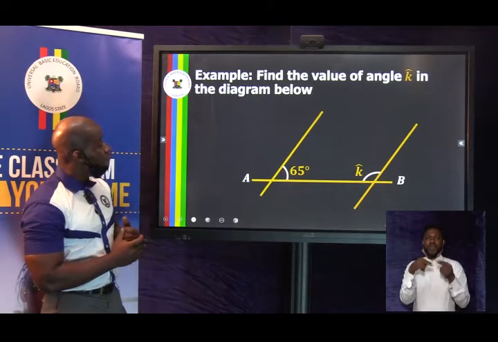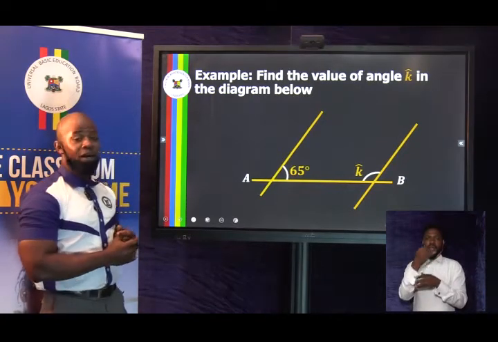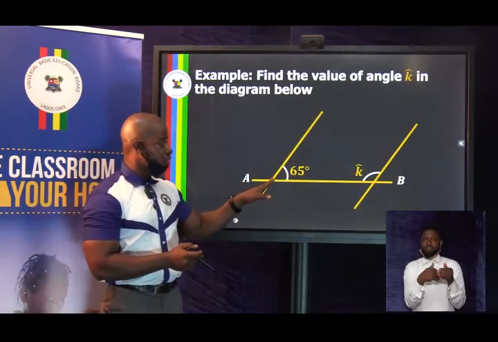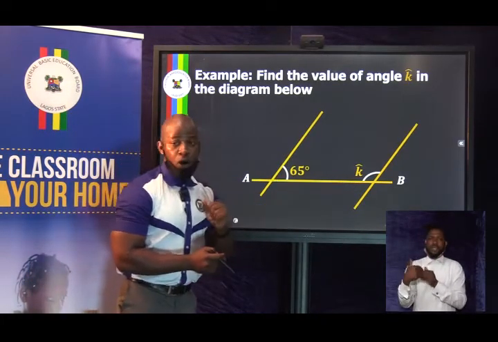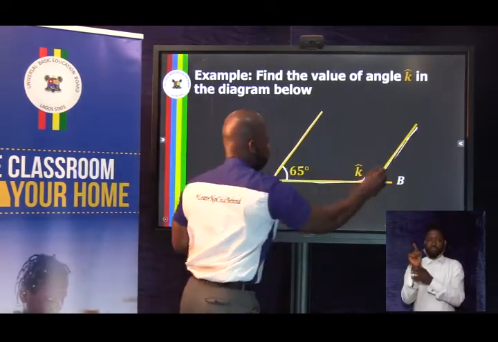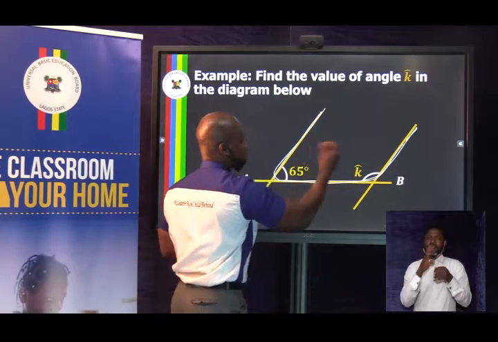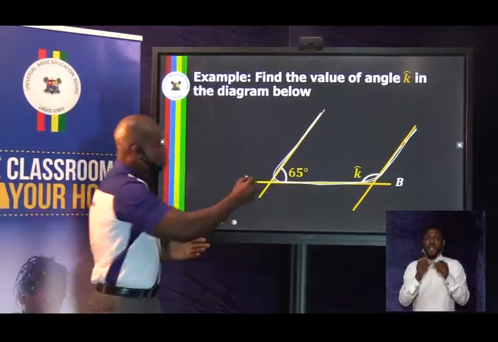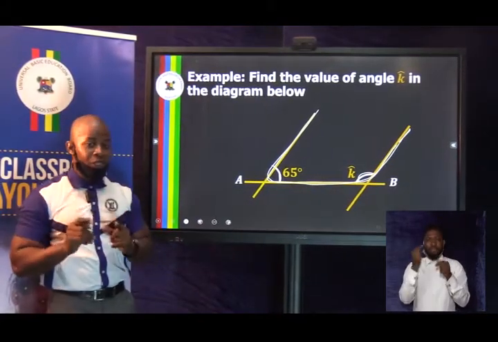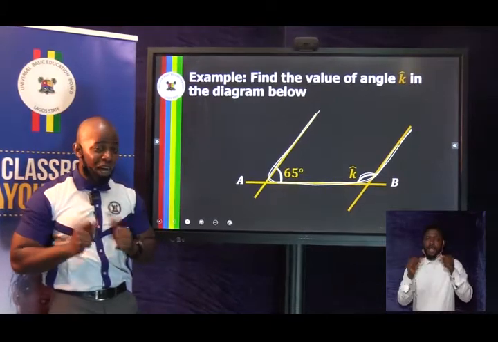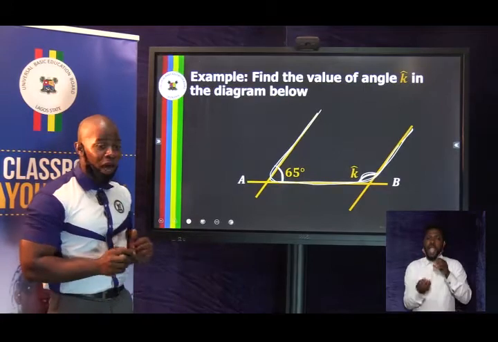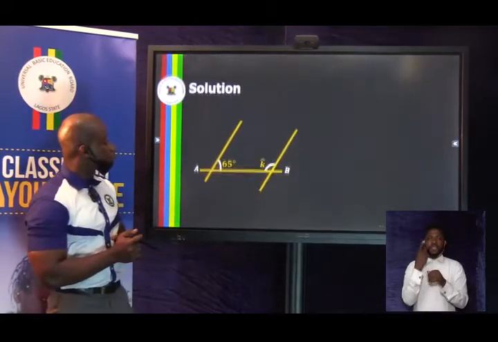The example says, find the value of the angle K in the diagram below. Of course, you can see now that 65 degrees is on this side and K is on the other side, and easily you can identify the U. Okay, so the lines are parallel and you have the U, and the angles inside the U are interior opposite angles. Now mind you, interior opposite angles are not equal. They are supplementary, which means that they will add up to 180, as we will see.